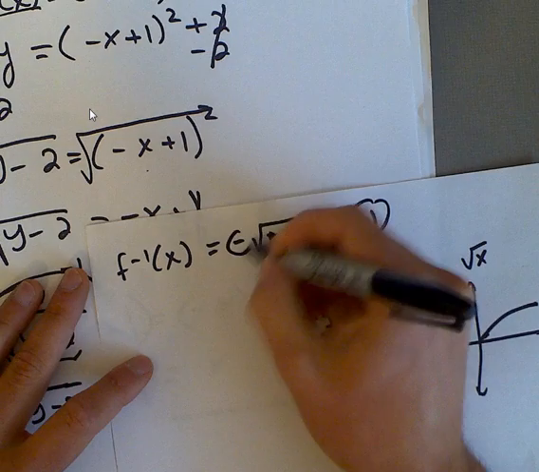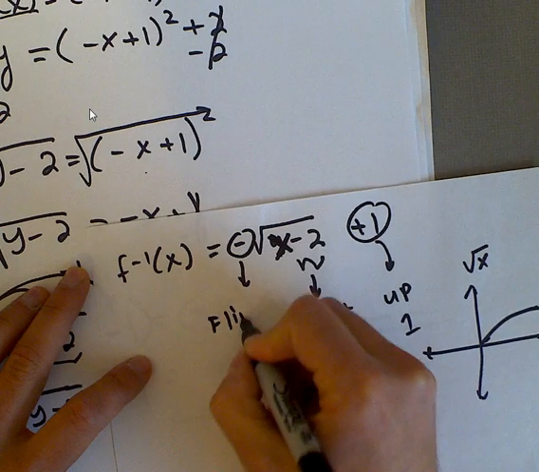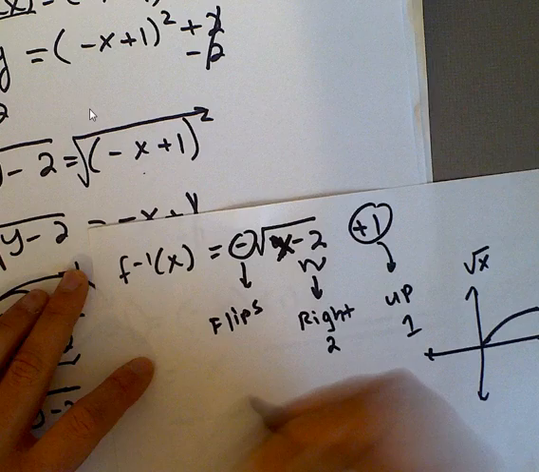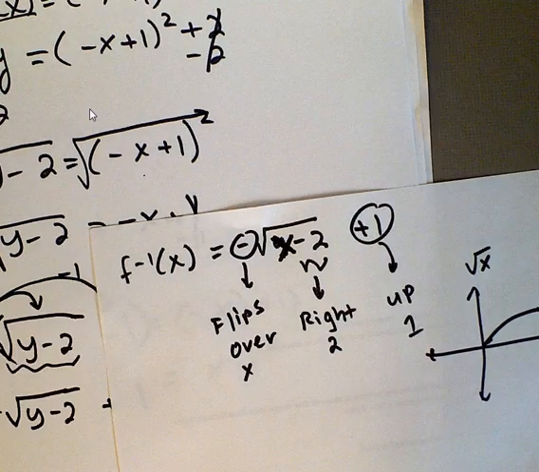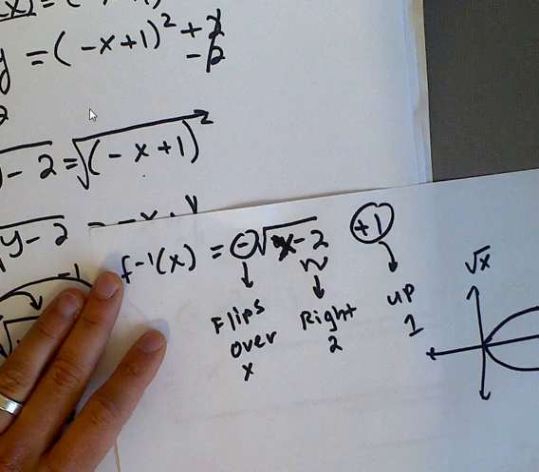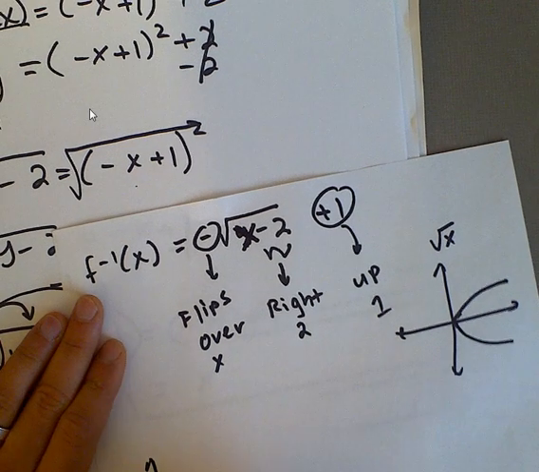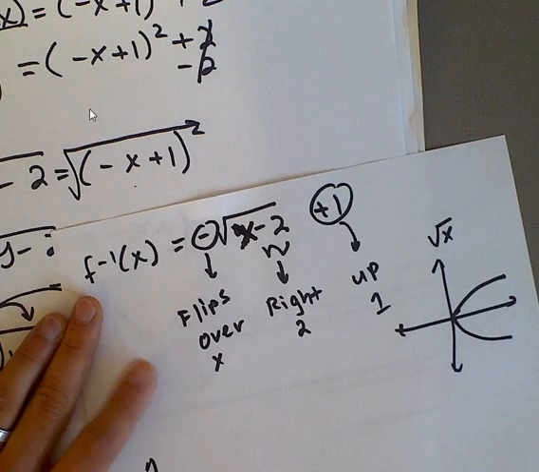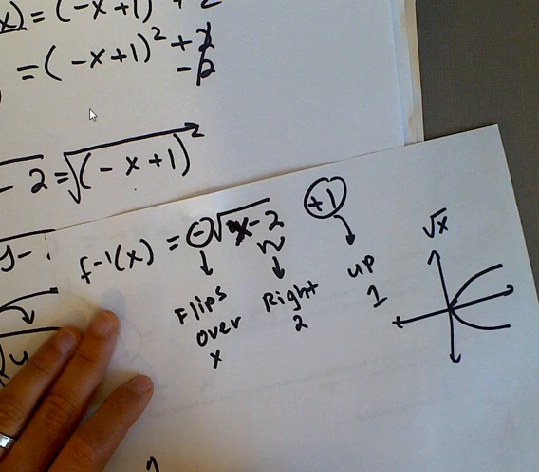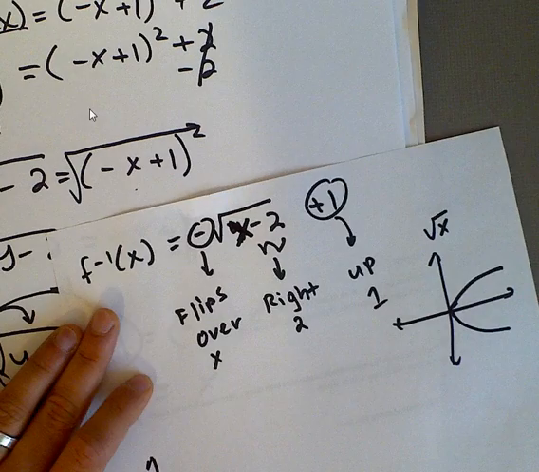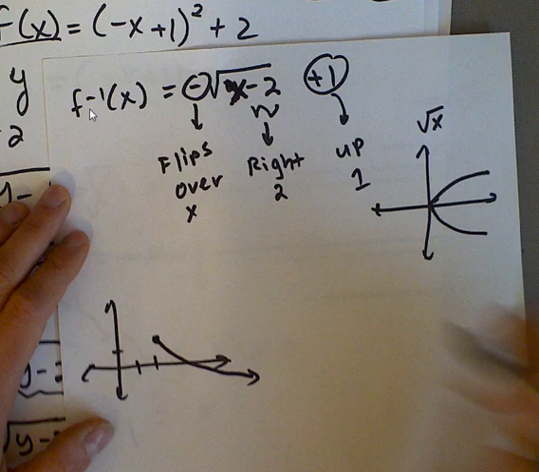And then we also got to make sure we take into account the negative. Remember that the negative flips this whole thing over the x-axis, or over itself. So this new line, if we want to picture it, is going to move to the right 2, up 1, and it's going to be flipped over. So it's going to do something like this. So now that we can see that, we can write its domain and range.